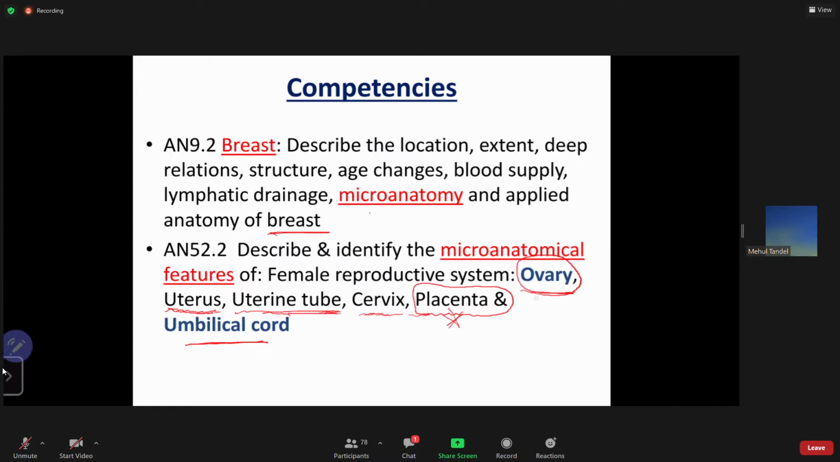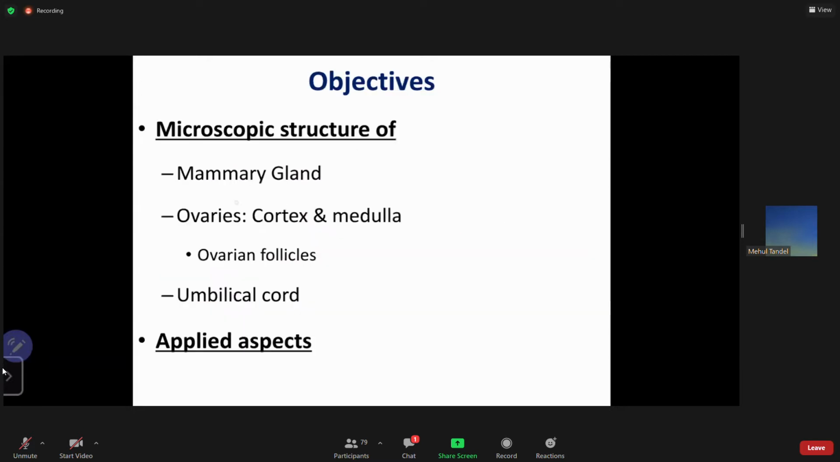So today we will discuss about the mammary gland, that is an important topic, ovary and umbilical cord. Okay, so we will see mammary gland, ovary, cortex and medulla, and umbilical cord. Only mammary gland is asked from today's topic. Okay, maybe it is asked in two headings.